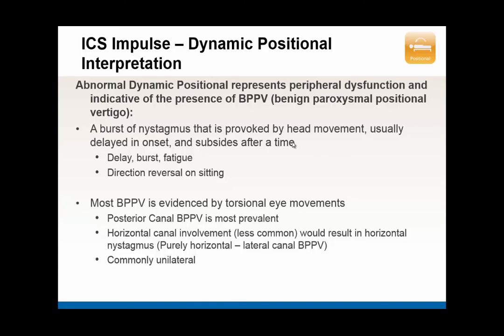Most BPPV is evidenced by torsional eye movement. So posterior canal BPPV is most prevalent. Horizontal canal involvement is less common and would result in horizontal nystagmus, or purely horizontal if it's lateral canal BPPV. And this is commonly a unilateral issue. So the person will either have left or right-sided BPPV, not bilateral BPPV.